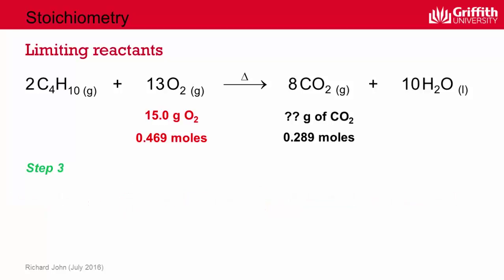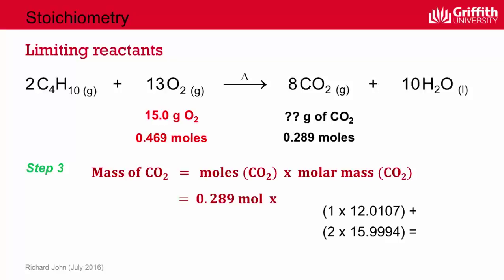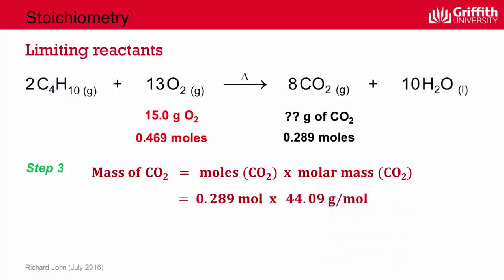So now we have the moles of carbon dioxide that's produced, 0.289 moles. Step 3, we're now going to calculate the mass of carbon dioxide, and we use the rearranged form of our molar mass equation. Mass equals moles times molar mass. The mass of carbon dioxide will equal the 0.289 moles that we just calculated in step 2 times the molar mass of carbon dioxide, which we can calculate in this little side equation over here. Carbon dioxide has 1 carbon and 2 oxygens, so 1 times the molar mass of carbon plus 2 times the molar mass of oxygen. We get those values directly from the periodic table, and the molar mass for carbon dioxide being 44.09 grams per mole. We substitute that into this equation here, and we can get the mass of carbon dioxide to be 12.7 grams.